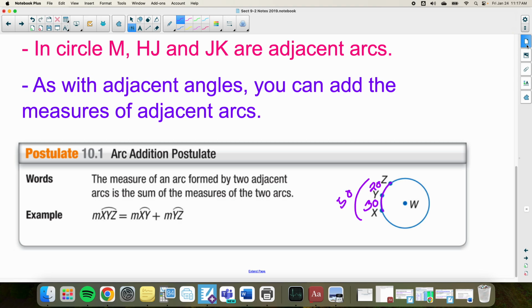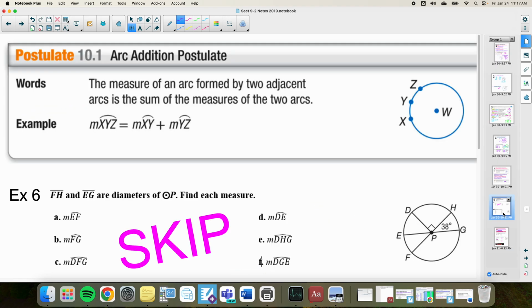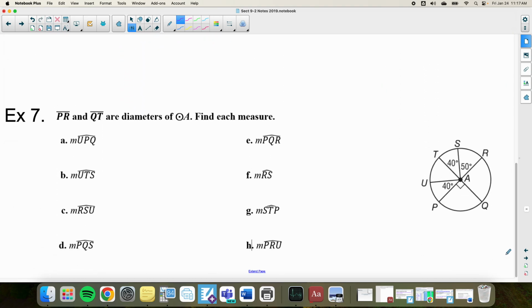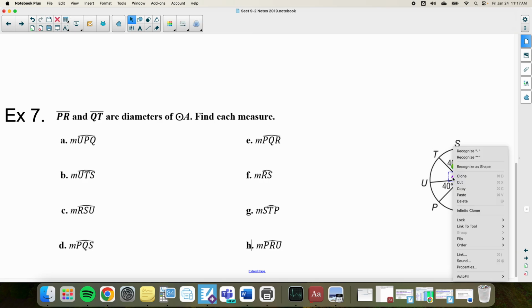Okay? Now, if we go here, we're gonna skip 6 and go to 7. So this one, we don't have to say what kind they are. We just have to find the measures of the angles. So, how would I find this angle, do you think?